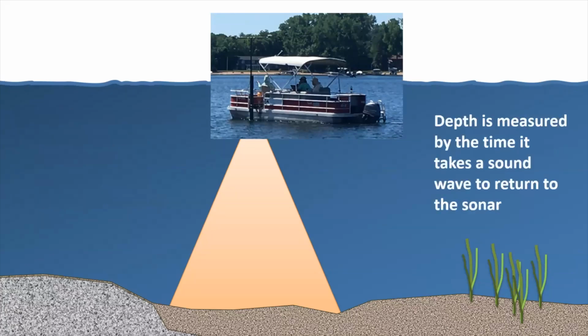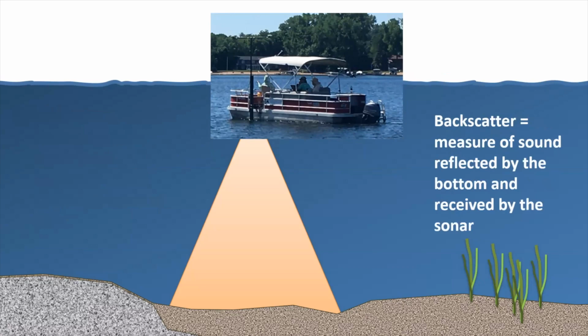So depth from a sonar is typically measured by the time it takes a sound wave to return to the sonar instrument. In the field, especially with these high accuracy systems, it's often corrected by information on things like water temperature, which can affect the speed of sound. But depth or bathymetry is really measured by the time it takes a sound wave to return to the sonar. On the other hand, backscatter you can think of as a measure of the way that sound is reflected by the bottom and received by the sonar, the measure of the strength of the return.